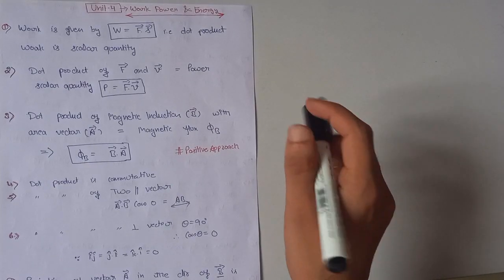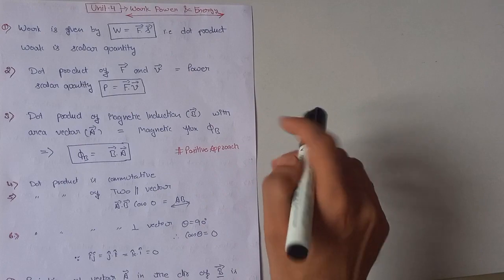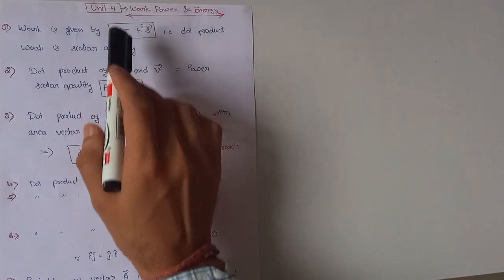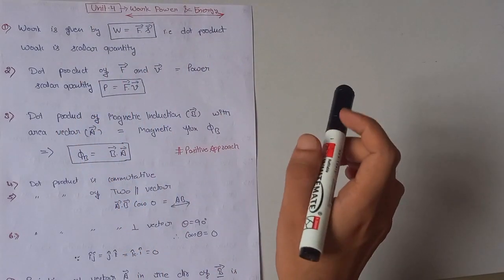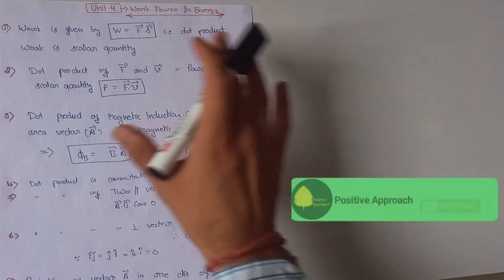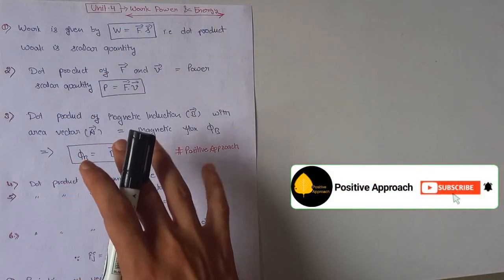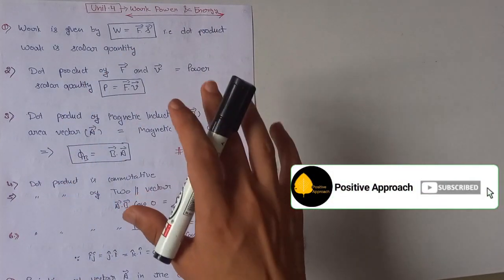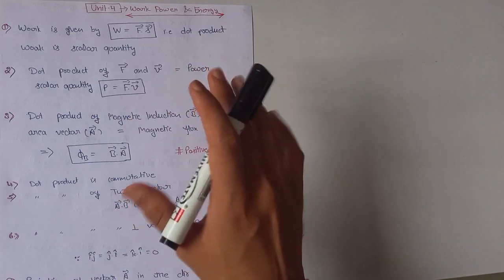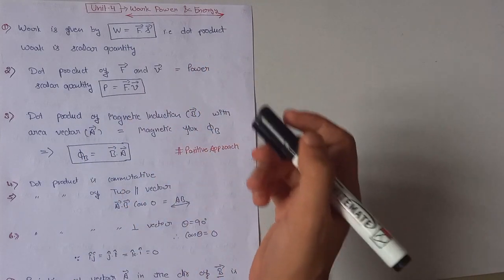This is Nitesh Bhardwaj. Today we are going to discuss our unit number 4, which is work, power and energy. First of all, we will discuss some important key points as usual, and after that we will proceed toward our numericals. So without wasting any time, let's start.